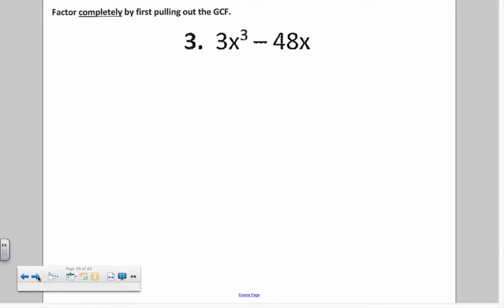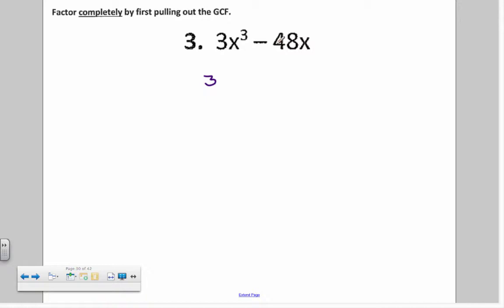Well, GCF we know stands for greatest common factor. So we need to find the greatest common factor between these two terms. So we're going to start with 3x cubed minus 48x. So I'm going to start by looking at my numbers. Do 3 and 48 have a greatest common factor? And they do. 3 is a factor of both 3 and 48.